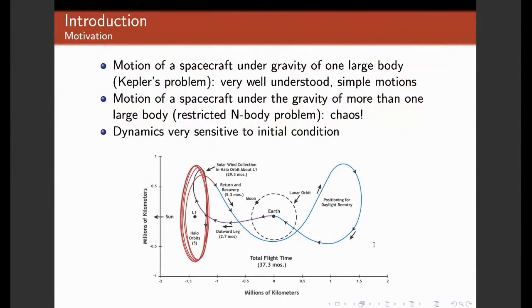So, basic introduction. When you have a spacecraft under the influence of one gravitational body, this motion is very well understood. Circles, ellipses, parabolas, hyperbolas, pretty simple. You throw in just a single other large body, so two large bodies and the spacecraft, and suddenly the spacecraft motion is totally unpredictable. It's quite chaotic in many cases. It's very sensitive to initial conditions.